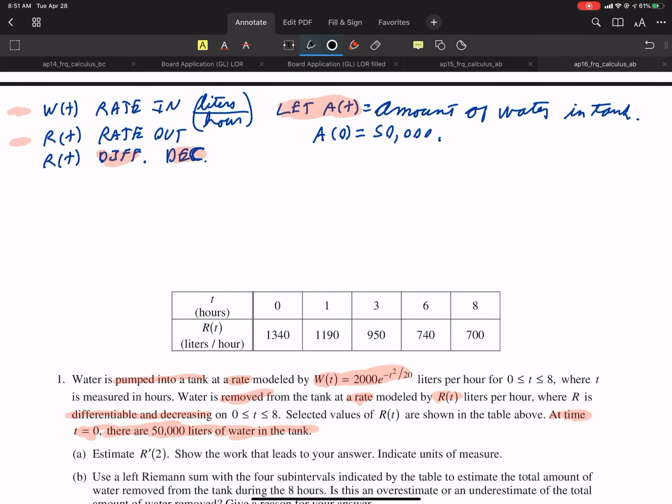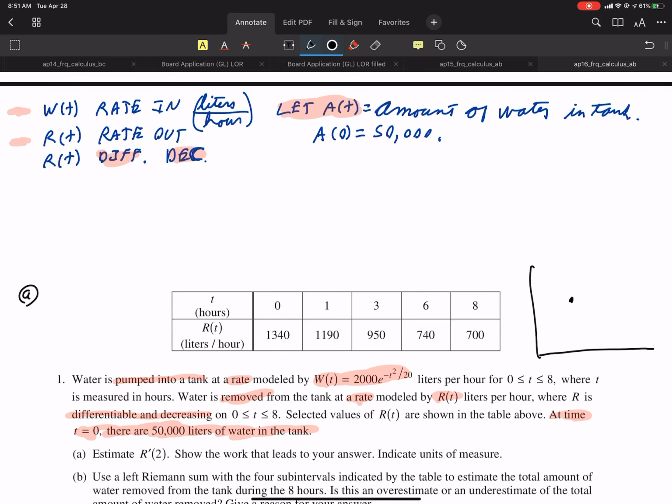I'm going to do part A over here. We want to estimate R prime of 2. If we look at our table, we don't have the derivative at 2. We don't have anything at 2. We don't have the R at 2. How do we get the derivative? I'm going to draw a graph. I've done this every time we've done this. You should realize that this is a common question.